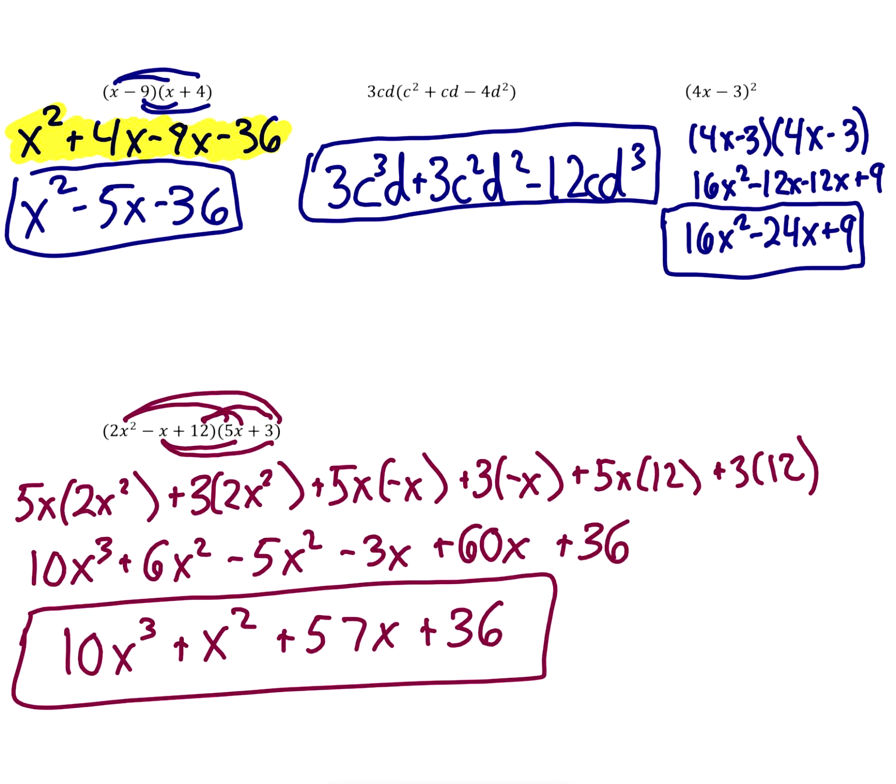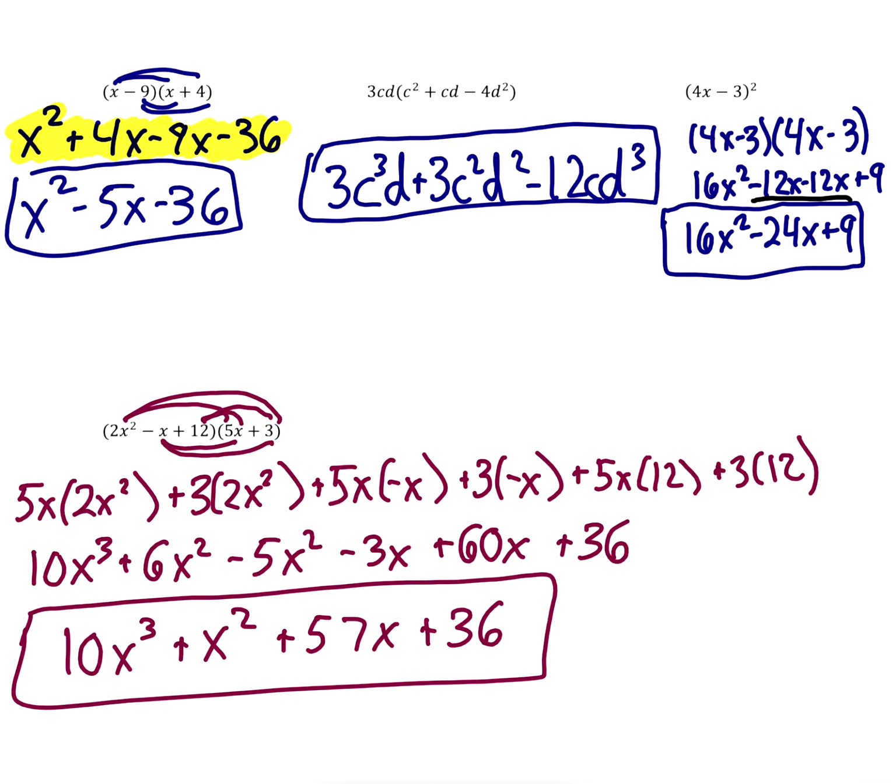I cannot stress this enough for the third one. I see so many people make the mistake of just bringing the square in and saying, oh, that's 16x squared plus 9 or minus 9 or something like that. Don't ever do that, because it's incorrect. You're forgetting about the middle two terms here. They don't cancel out. So please, I'm going to tell you right now, you're going to make this mistake. I hope you don't, but I see almost every single student make this mistake.